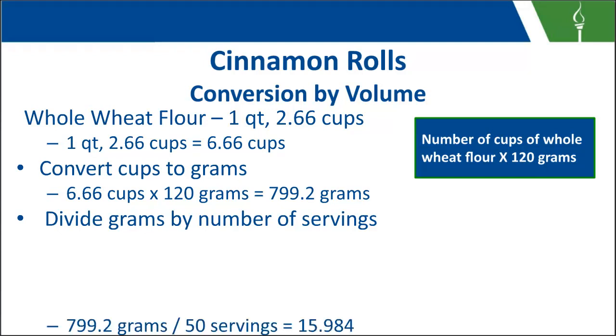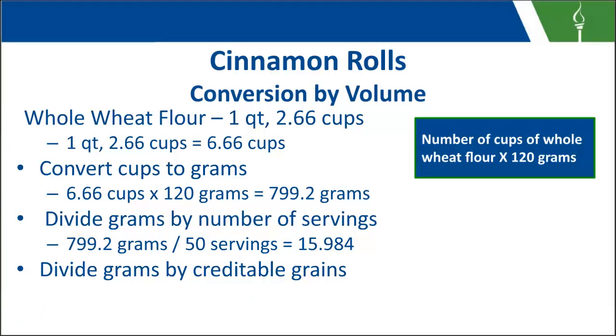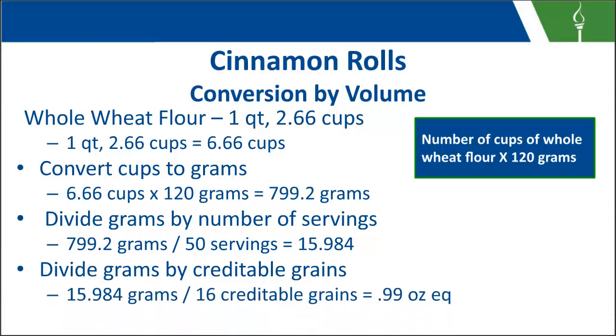Then dividing our grams by the number of servings, which in this example is going to be 50. So we have 15.984 grams of whole wheat flour per serving. And then dividing that by the creditable grains, which again is always going to be 16. So we have 0.99 ounce equivalents of whole wheat flour in our cinnamon roll.